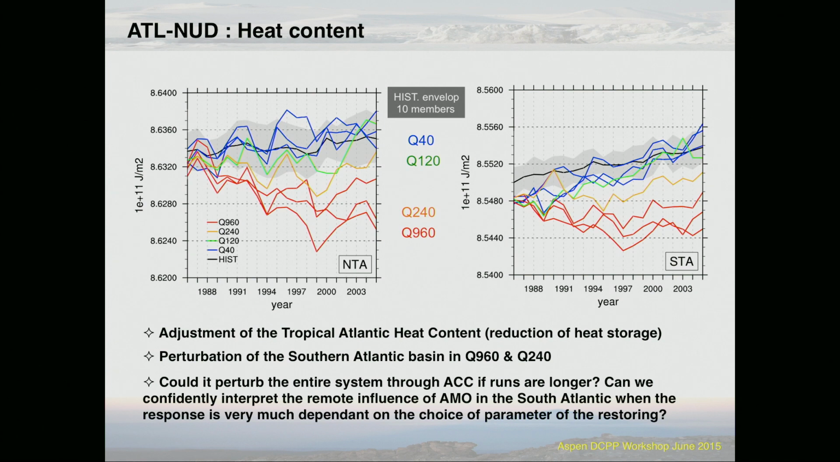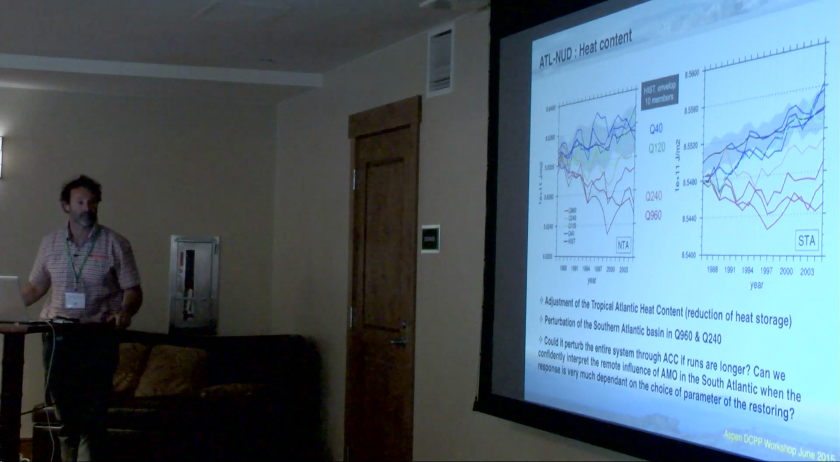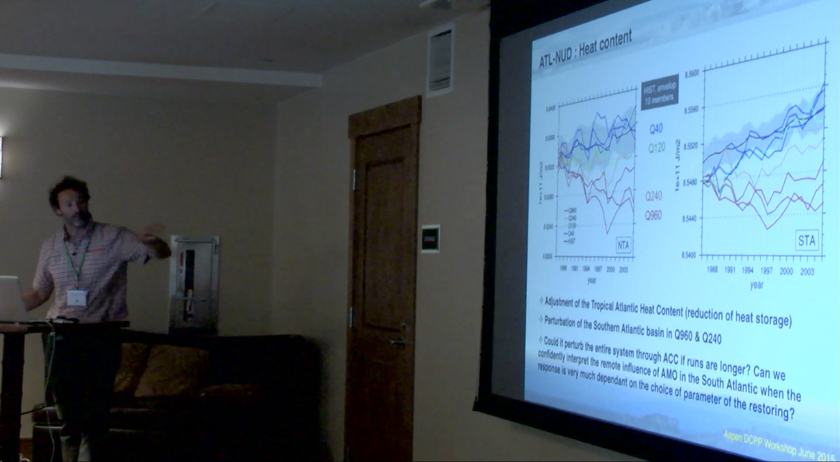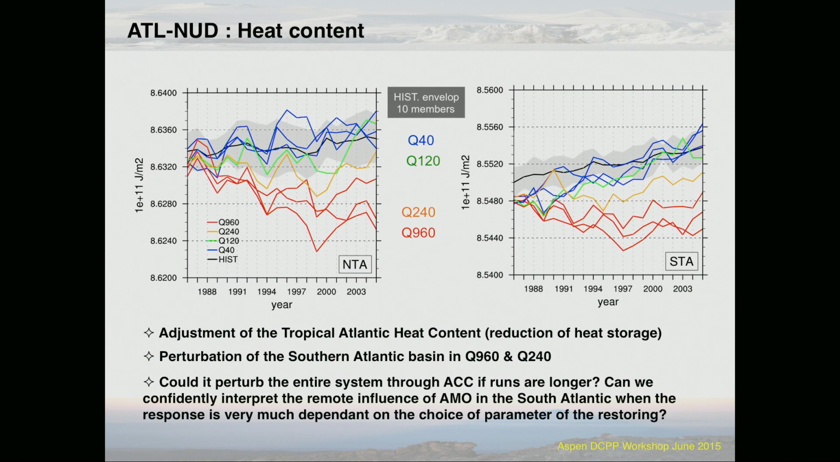So, yes, who cares? Actually, this kind of spurious effect is very important because we are in regional coupling. What I'm showing here is the heat content in the North Tropical Atlantic on the left side, and the heat content in the South Tropical Atlantic on the right side, for the different sets of pacemaker experiments. And you can really see that because the MOC is accelerating and the horizontal circulation is also accelerating, the heat content in the North Tropical Atlantic is decreasing.